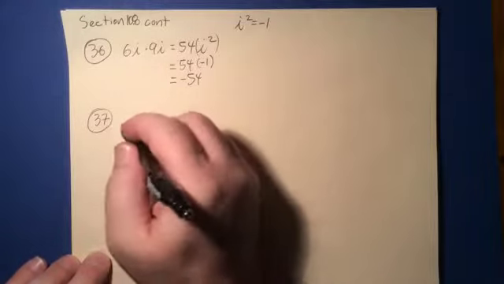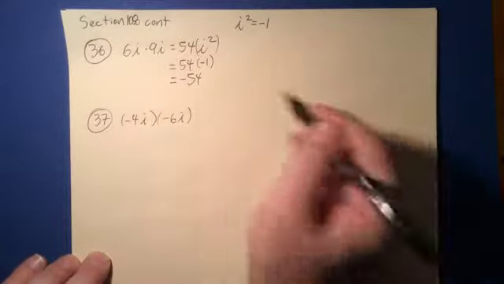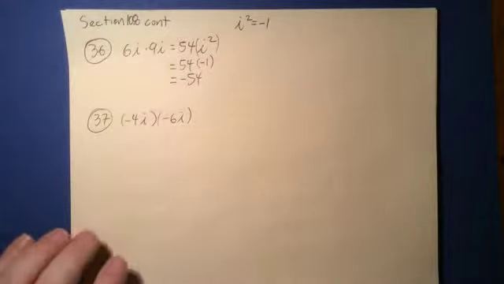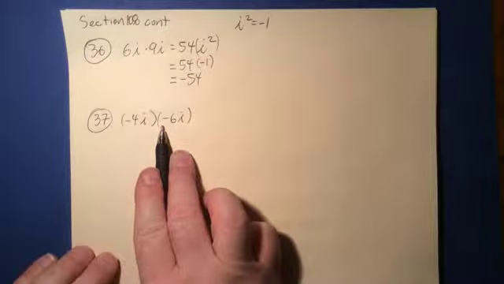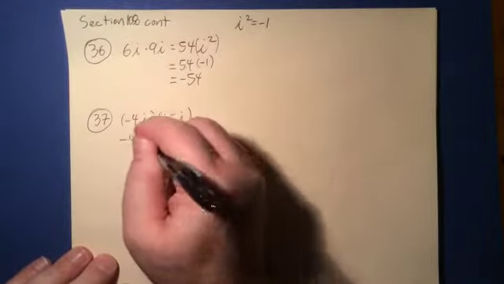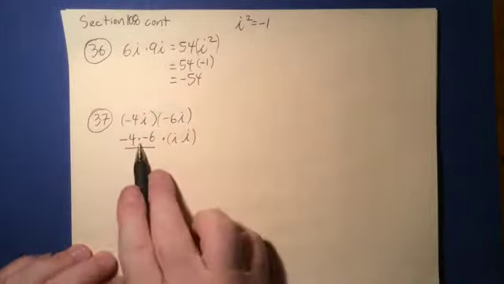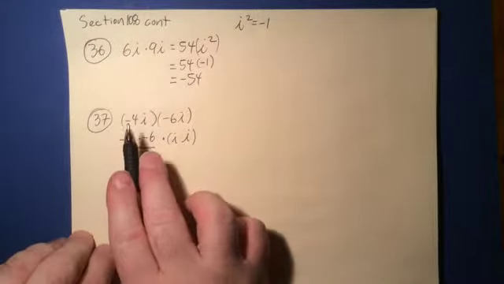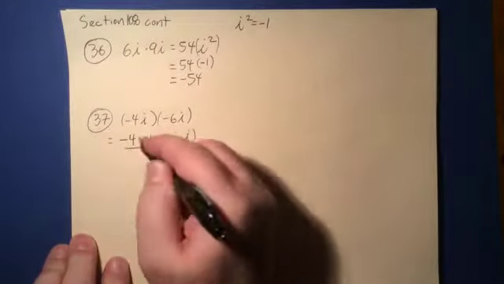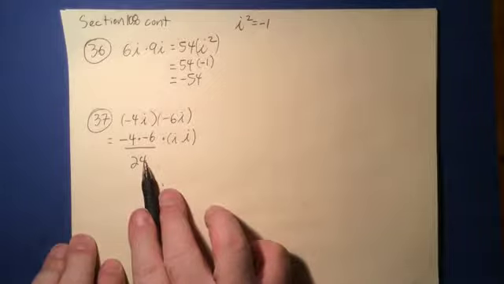In 37, we've got the quantity of negative 4i times the quantity of negative 6i. To clear up the confusion, because we're going to have a lot of negatives flying around here, let's just take negative 4 times negative 6. One thing that you may find easier is taking negative 4 times negative 6 times i times i. We can do this in this order, because if everything's being multiplied, we can reshuffle it around. Negative 4 times negative 6: 4 times 6 is 24, and a negative times a negative is positive. So we're going to leave that as positive 24.